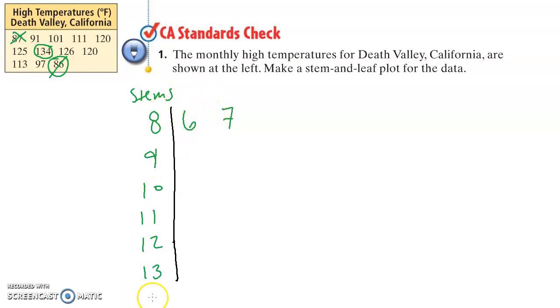Okay. How do I know that? Well, I'm going to go ahead and make my key. Actually, let's do this in a different color. Let's just do this in red. My key tells whoever sees this plot what everything means. So I would say, for example, 8 line 6 means 86 degrees Fahrenheit. It doesn't really matter which one you use. I usually just do the first data point so that they say, okay, what is 86? Okay, here's what it means. Now I can go ahead and continue making my leaves.